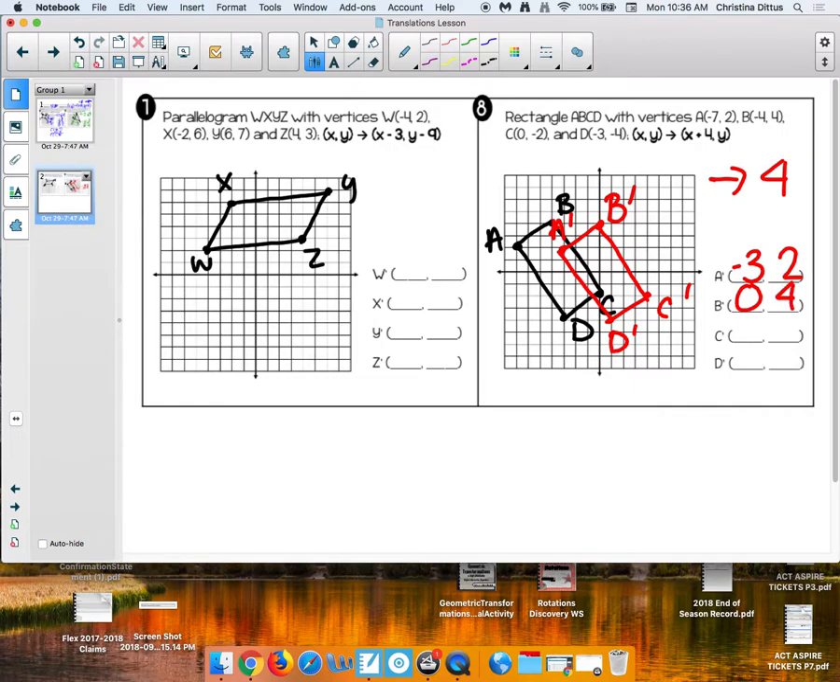Good. How about C? 4, -2. And how about D? 1, -4. Okay. How do we feel? Awesome.